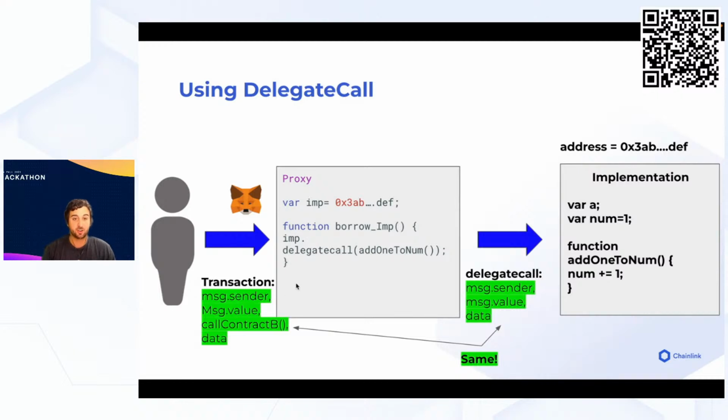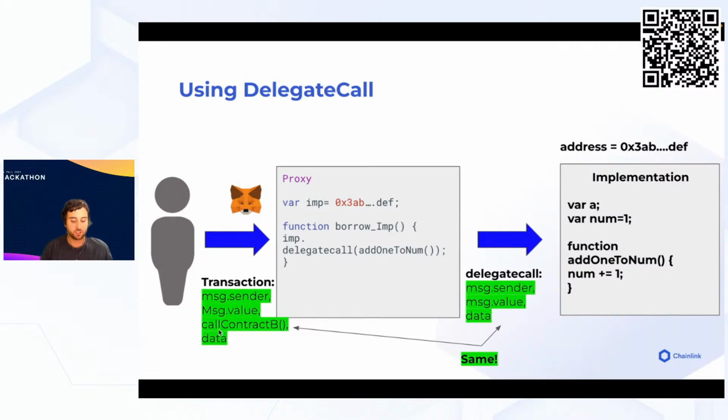And so we have this user, they're using MetaMask, right? And they send a transaction. And what I mean is this transaction is representative of their wallet, right? So it has their address as message.sender. It just says, hey, this is the address of the wallet sending this transaction. It may have some value of ETH attached to it. It's calling contract B.